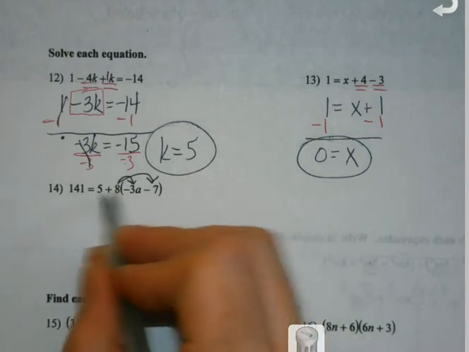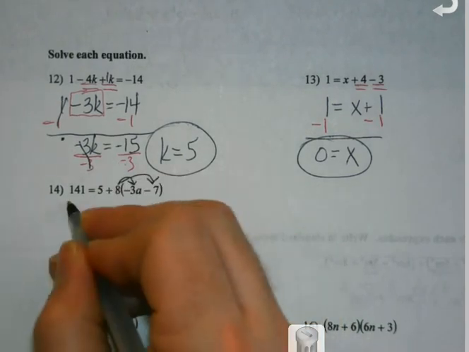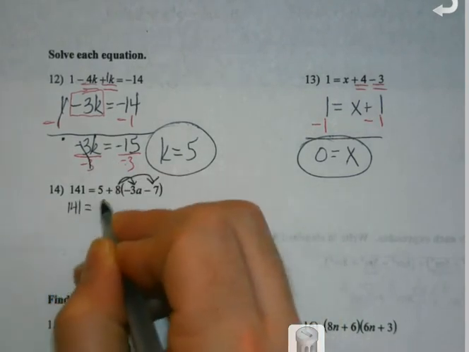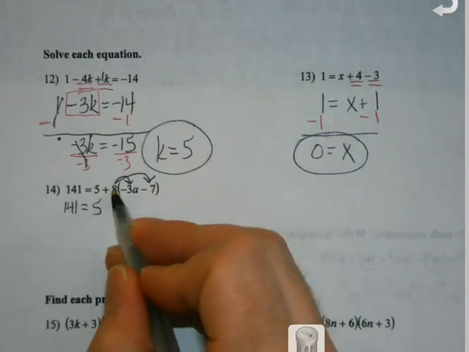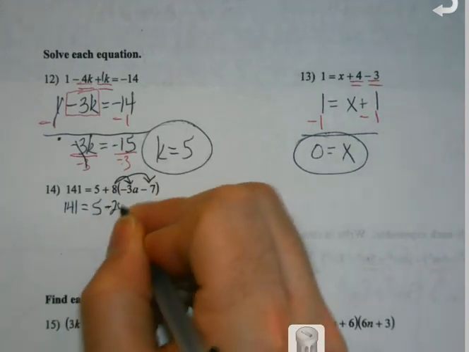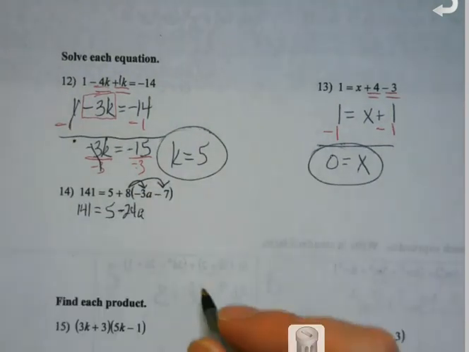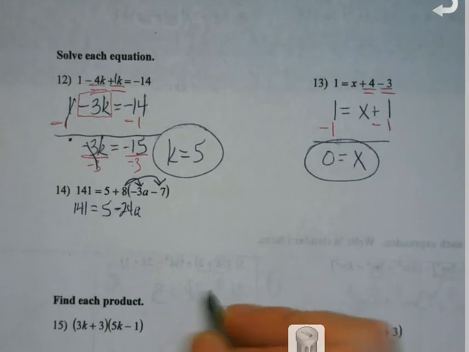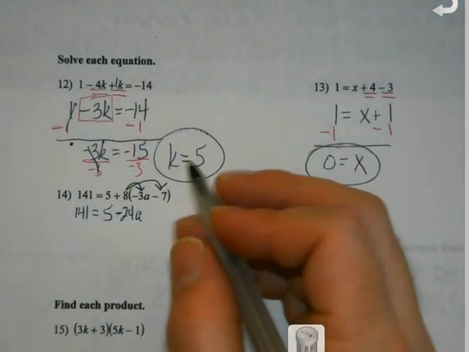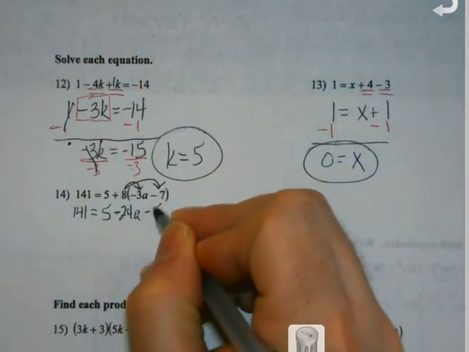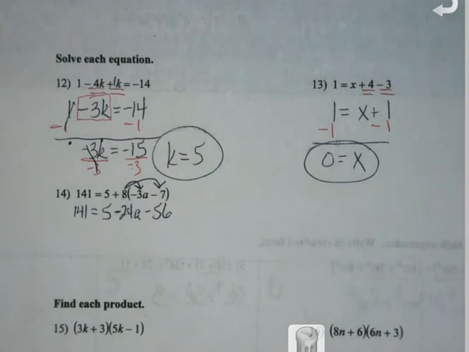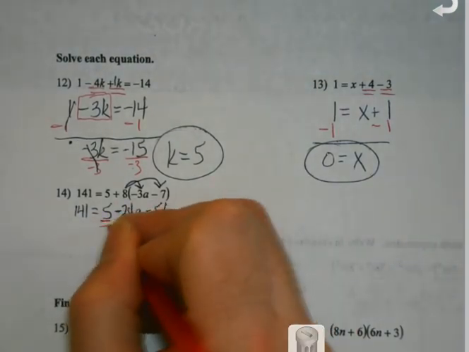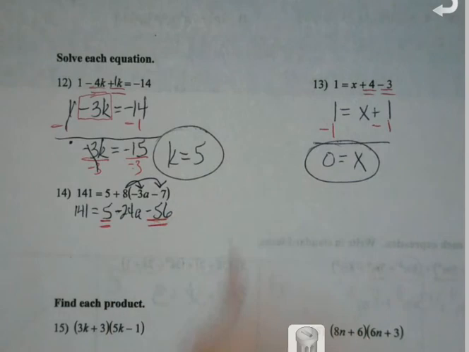I can't do 5 plus 8 first. Whenever the parentheses are there, the parentheses take priority over everything. 8 times -3 is -24a. 8 times -7 is -56. And then I have to look for my like terms, which I find.